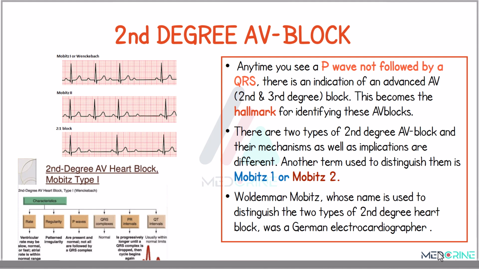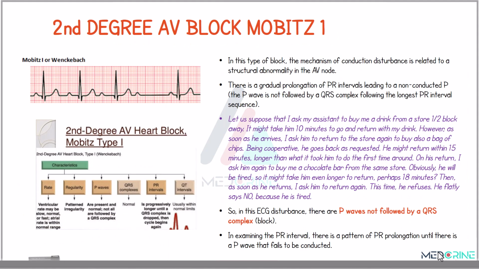There are two types of second degree heart blocks, and their mechanism as well as implications are different from each other, even though they're both known as second degree heart block. Another term that we use to distinguish these two types is Mobitz I and Mobitz II. Let's start with the first one, the Mobitz I second degree heart block or Wenckebach.